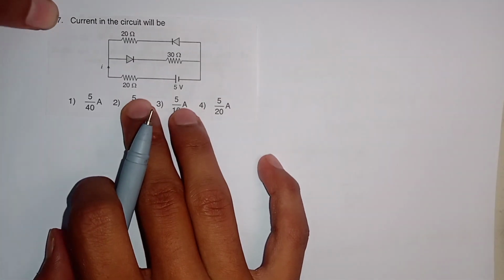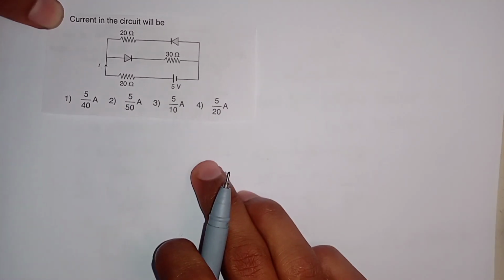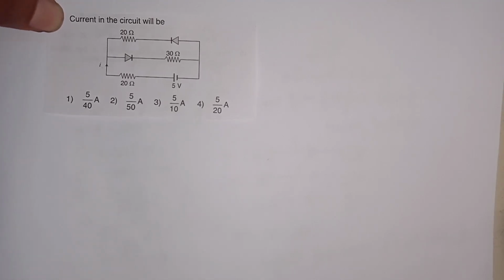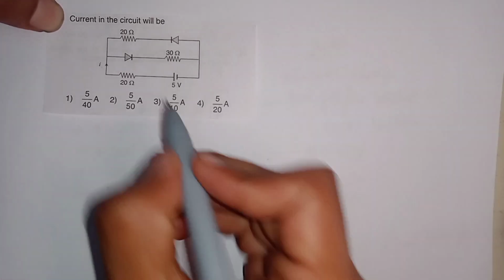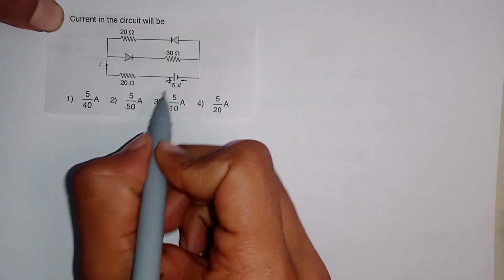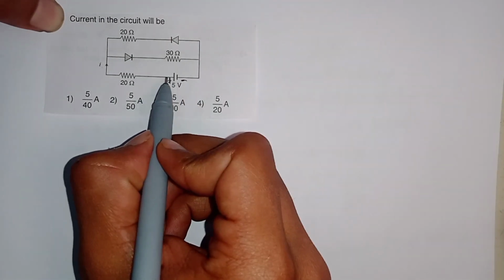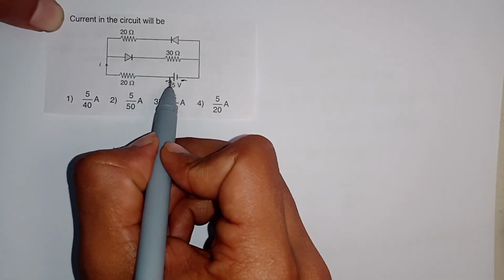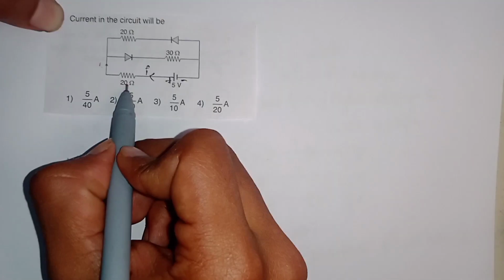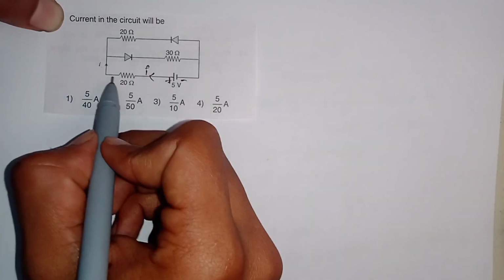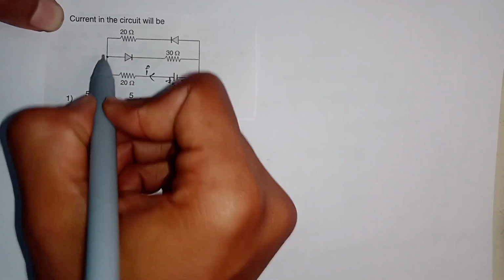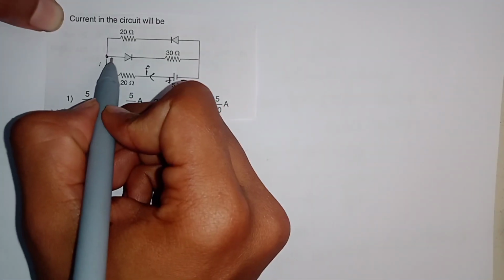Yes. See, in this question, the current in the circuit will be... they are asking for the total current through the circuit. Again, this is the positive potential, this is the negative potential. You can always take the positive potential as your starting point, which will be easier to solve. If the current is flowing like this, it goes through the 20 ohm, and after that there is a junction here, divided into parallel.